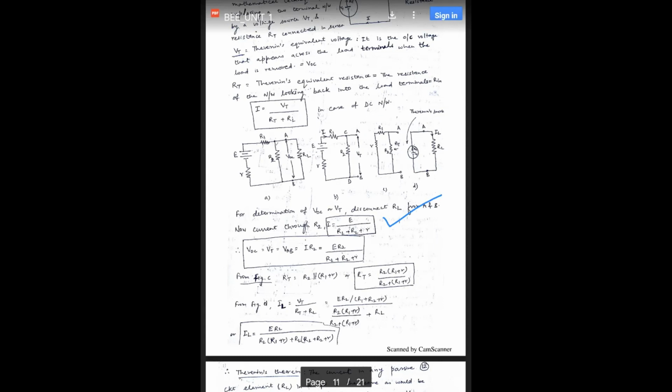Okay, so V is equal to IR, Ohm's law is applied. So the voltage is given and the series combination of resistance is given. So we get the current. Okay. So now since the current is known to us, now we will calculate the open circuit voltage when the load is removed, or you can say the Thevenin voltage.